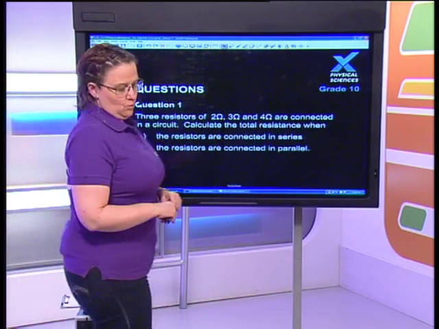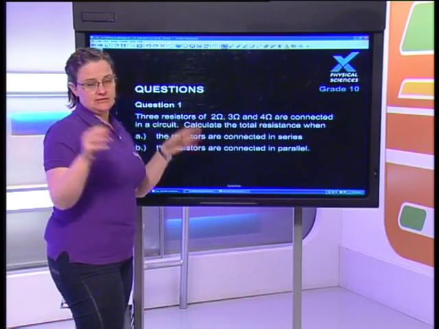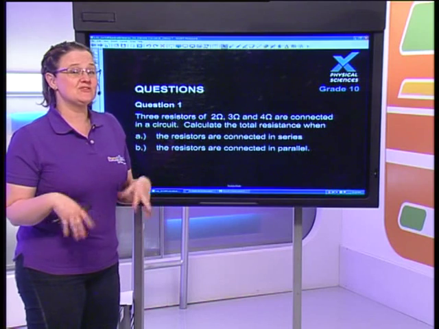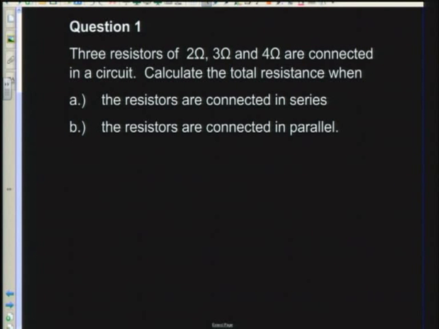Now, in this question, we're going to do a quick question. We have three resistors, 2 ohms, 3 ohms, 4 ohms, connected in two ways. We're going to calculate total resistance for both of these. The first one says to calculate the total resistance when they are connected in series. If we draw a quick diagram, it makes it easier. This is for part A.